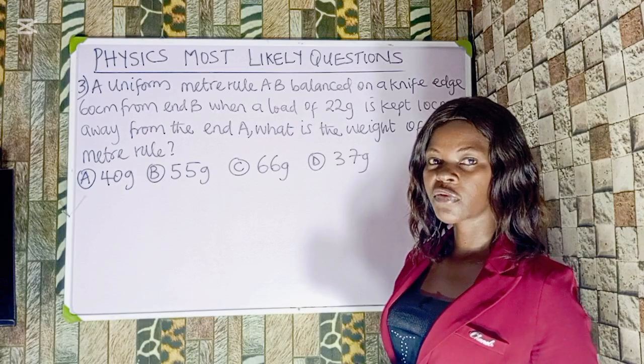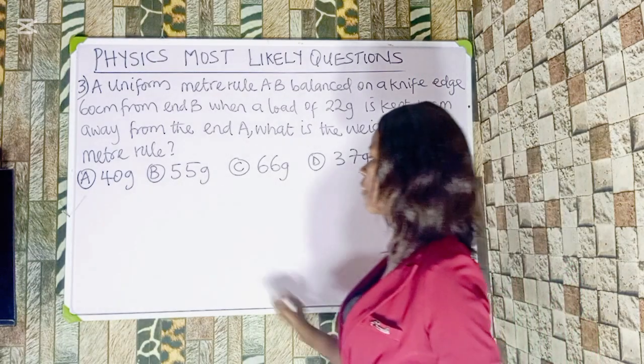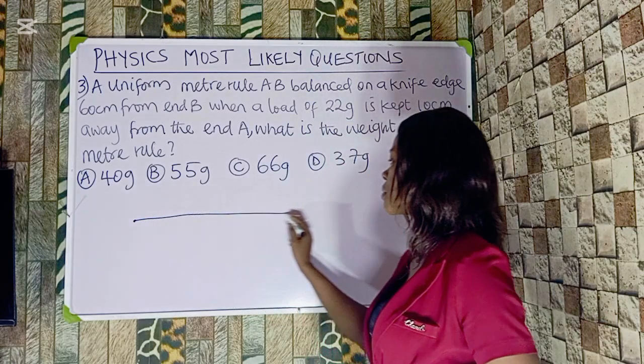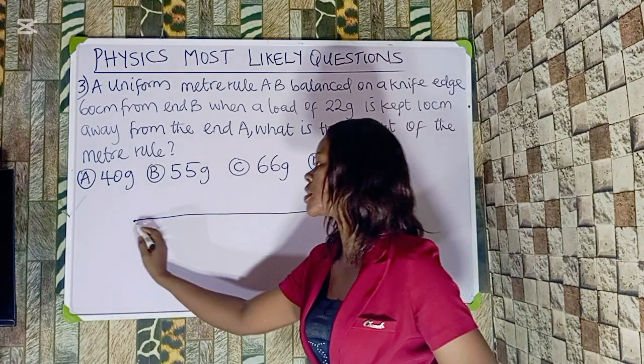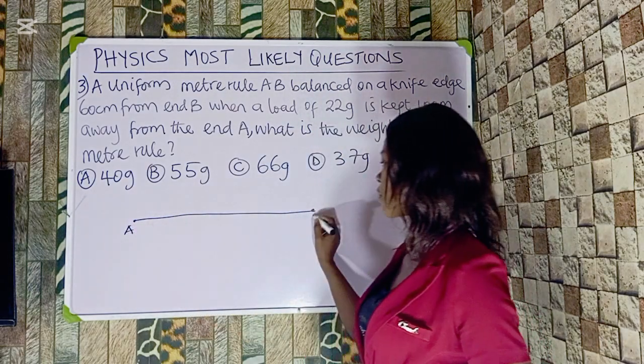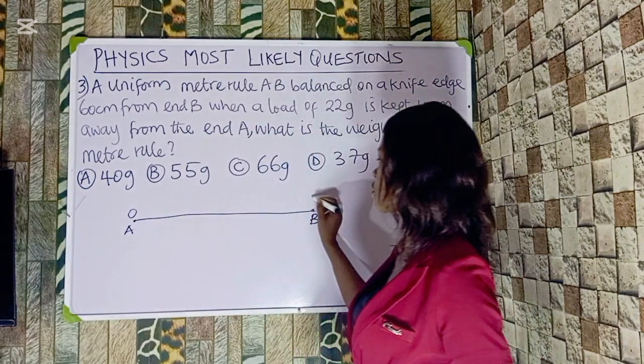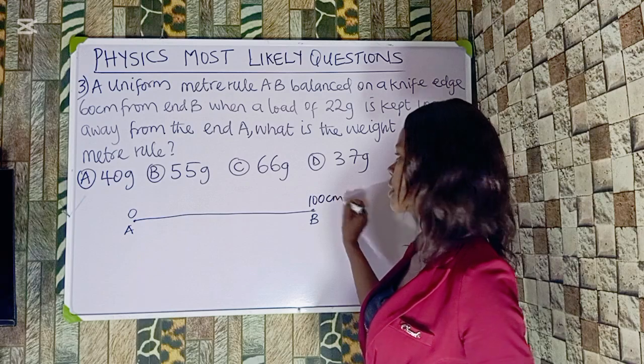A meter rule ranges from 0 to 100. That means we are going to draw a meter rule. This is point A, and this is point B. Now this one ranges from 0 to 100 centimeter.